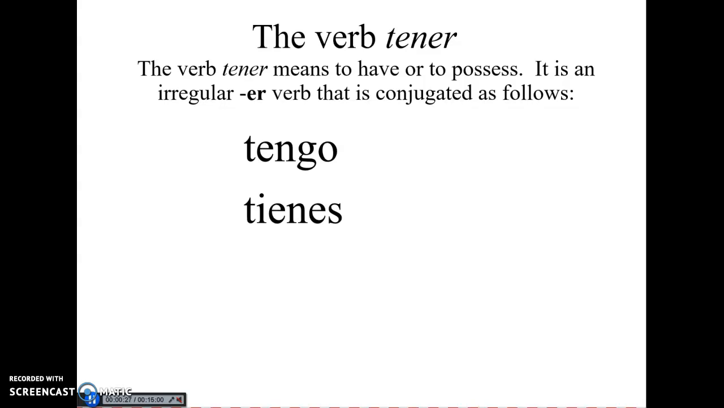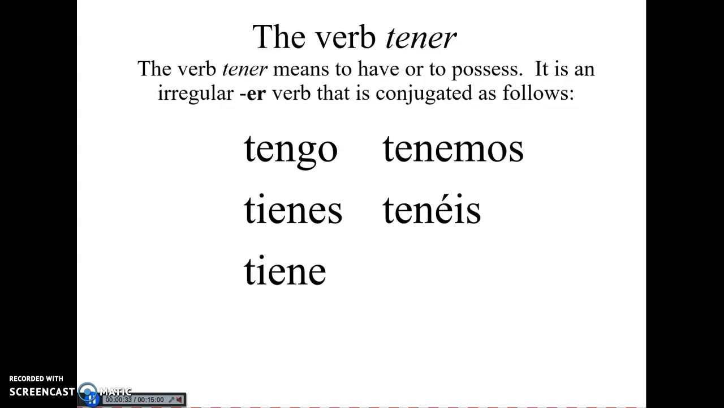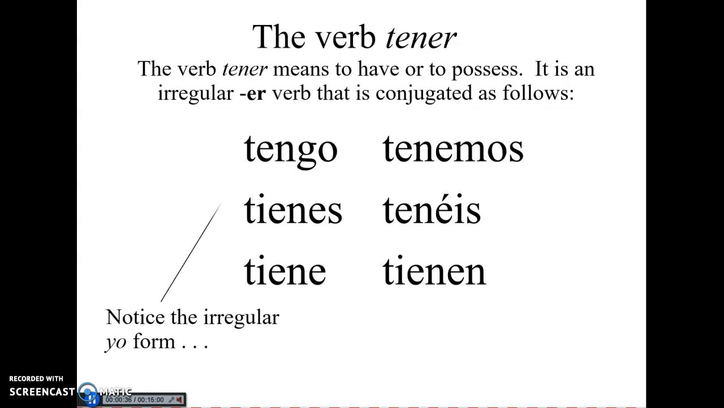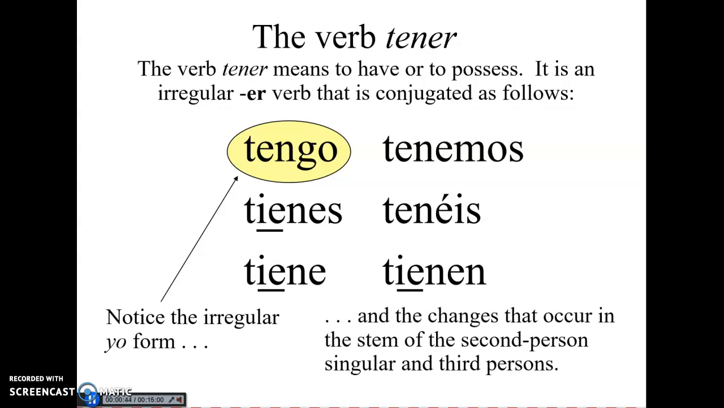Tengo, tienes, tiene, tenemos, tenéis, tienen. Notice the irregular yo form, tengo, and the changes that occur in the stem of the second person singular and third persons. So it is yo tengo, tú tienes, él o usted tiene, nosotros tenemos, vosotros tenéis, y ellos, ellas, ustedes tienen.